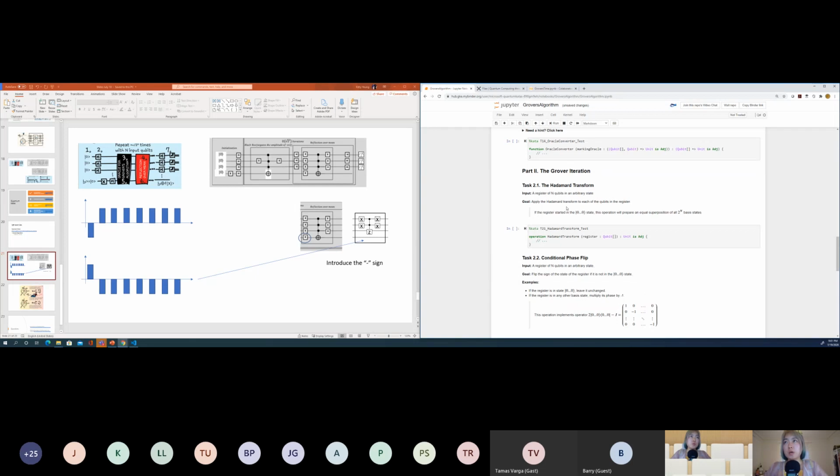Now it's asking to do the Hadamard transformation. So this part of the algorithm here is the flip over mean. This is asking to build using the n qubits, our register qubits, so all of the top ones, and apply the Hadamard transformation to each of the qubits in the register. If the register started in the all zero state, this operation will prepare an equal superposition of all 2 to the n basis states.